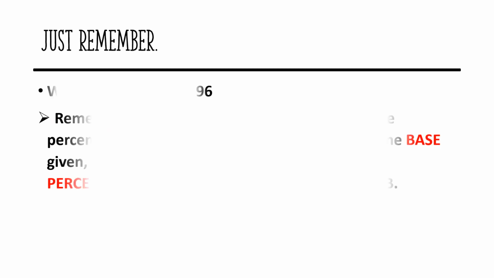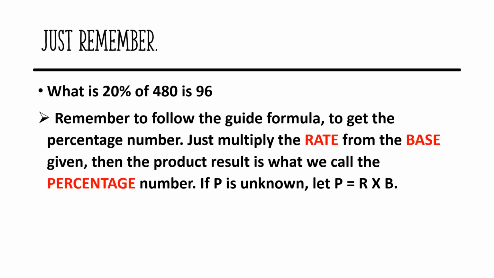Just remember to follow the guide formula. To get the percentage number, just multiply the rate by the base given. Then the product result is what we call the percentage number. If P is unknown, let P equal R times B.